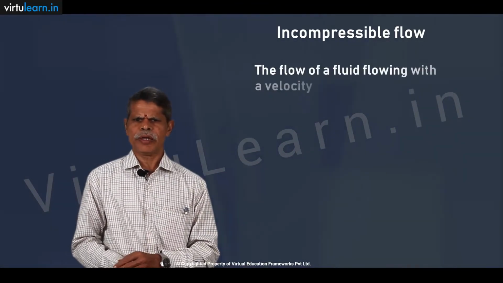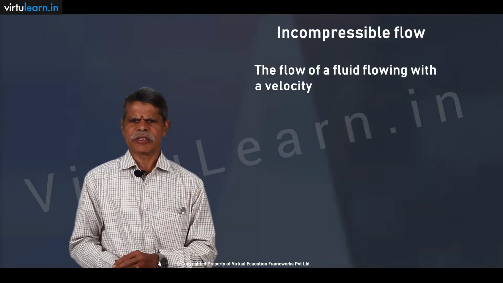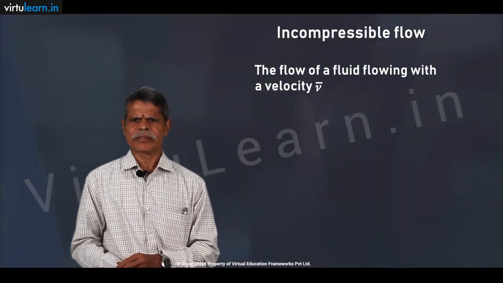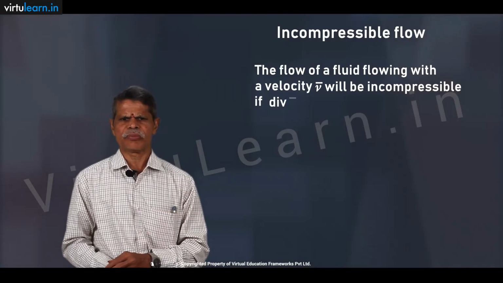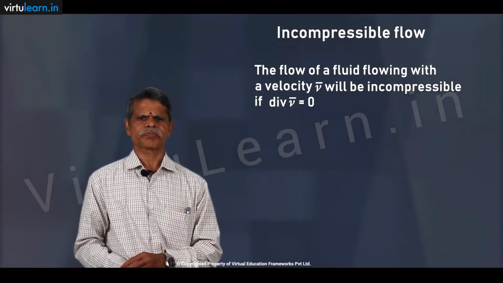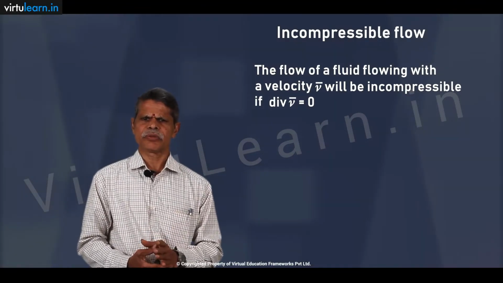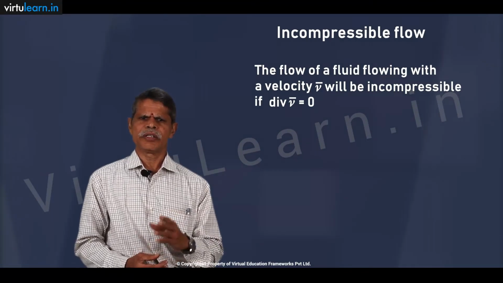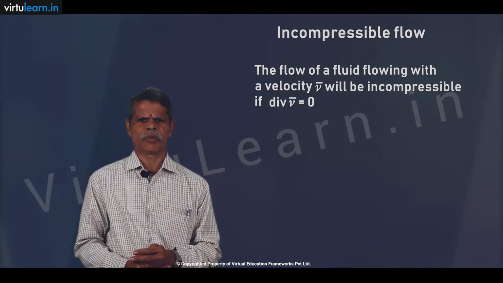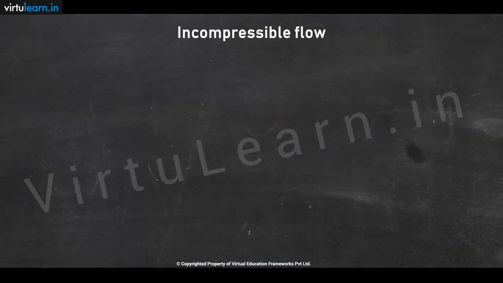The flow of a fluid flowing with a velocity v bar is said to be incompressible if divergence of v bar is equal to 0. If divergence of v bar is equal to 0, where v bar denotes velocity of a flowing fluid, then the flow is said to be incompressible. Now we discuss another problem.